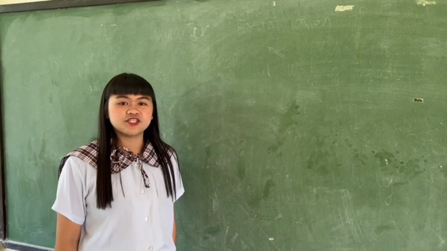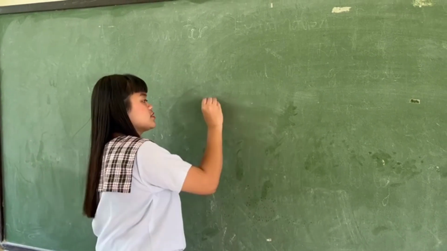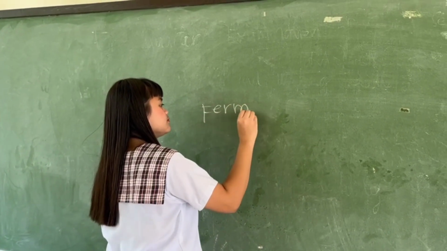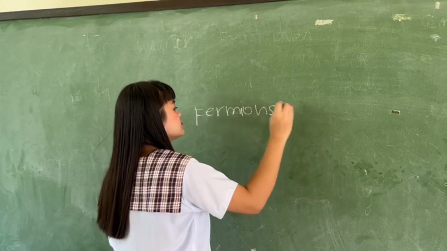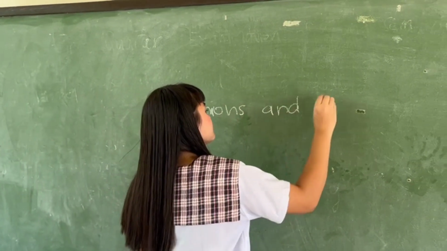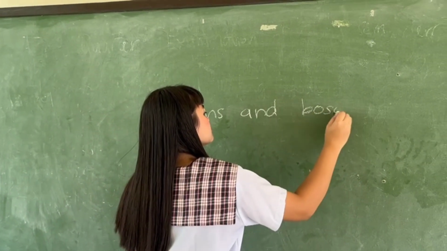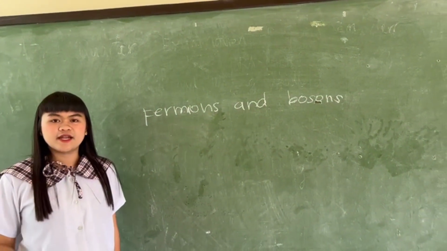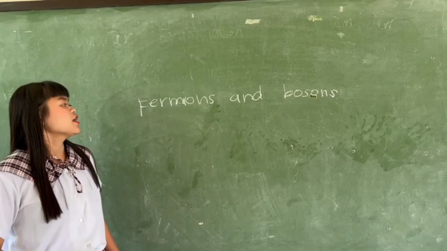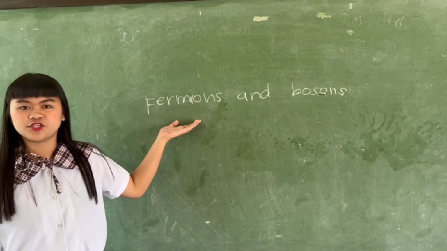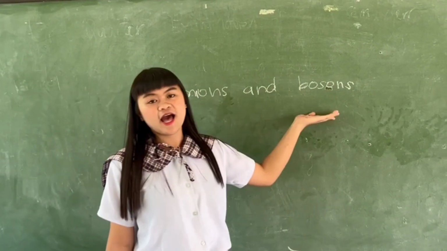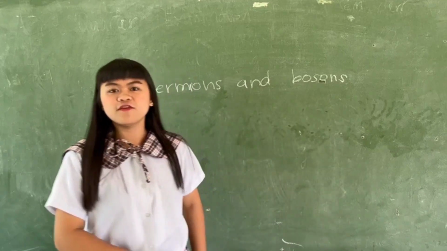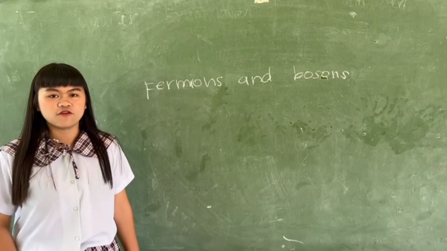All particles are initially classified into fermions and bosons, which obey the Fermi-Dirac and Bose-Einstein statistics respectively. Fermions have a half-integer spin, while bosons have an integer spin. Every fundamental fermion has a spin of 1/2.